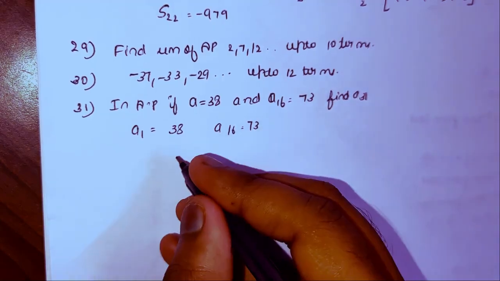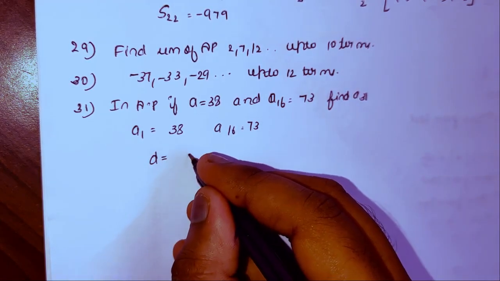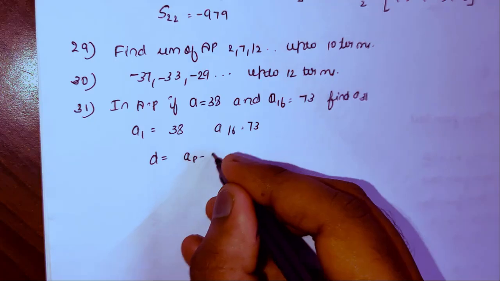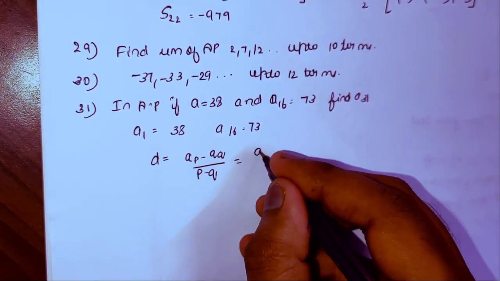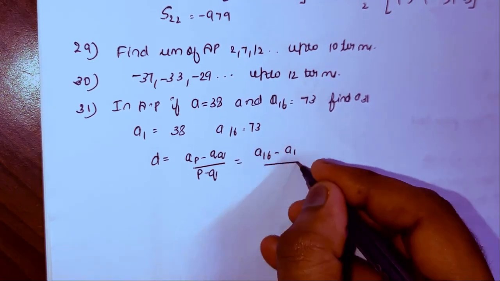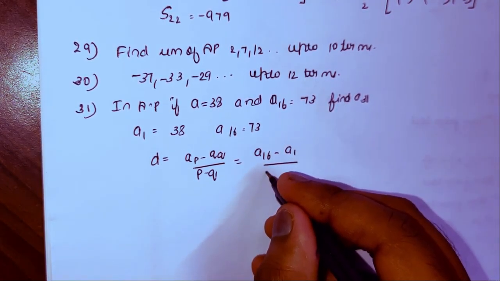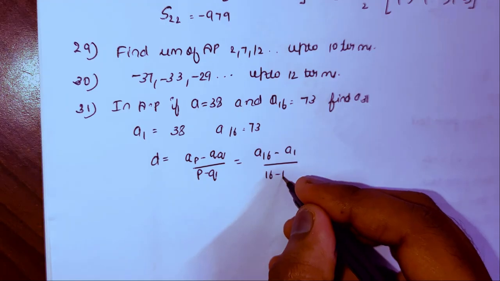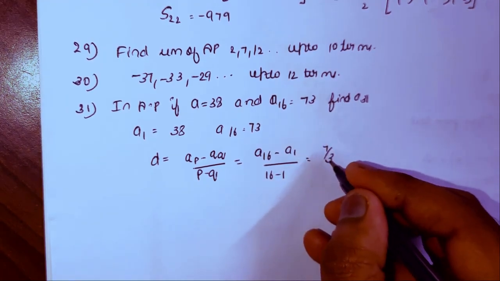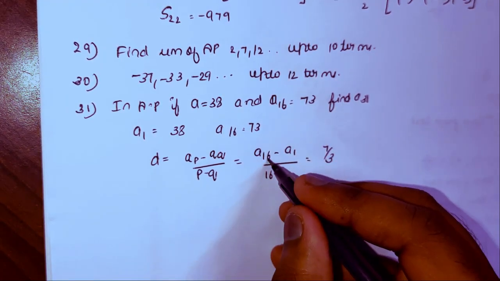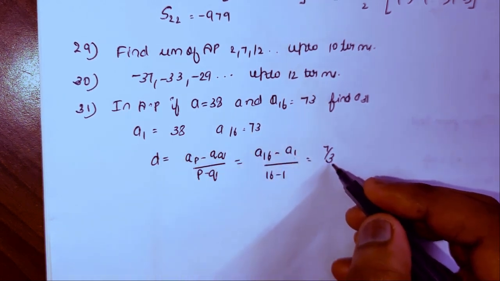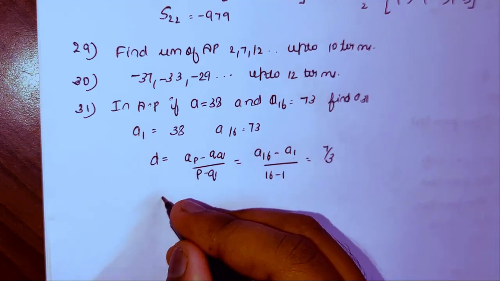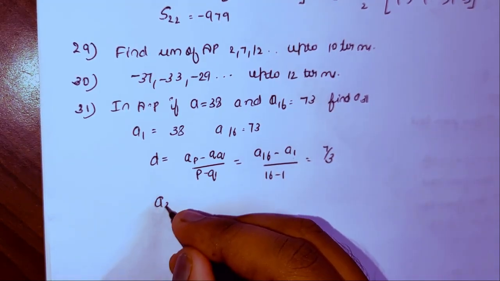So we know the formula to find the common difference, that is (AP minus AQ) divided by (P minus Q). Here it becomes (A16 minus A1) divided by (16 minus 1). Substitute the value of A16 as 73 and A1 as 38. You'll get the common difference, that is 7 by 3. Apply that and find the value of A31.